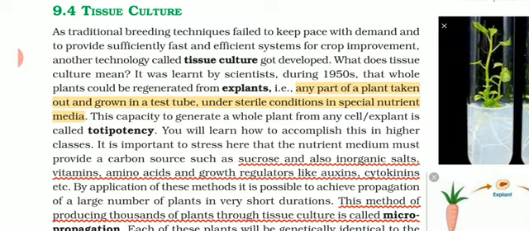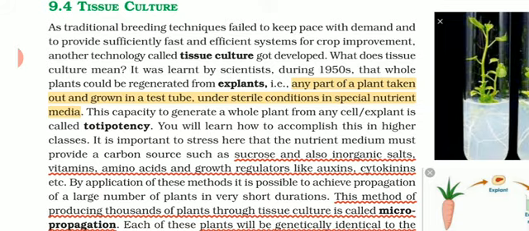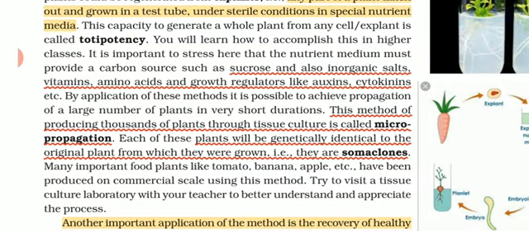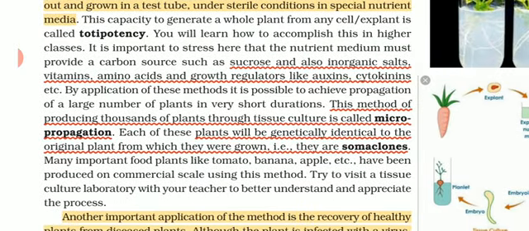Now, next term is totipotency, the capacity. Any part can grow into a whole plant. That capacity is called totipotency. Now, what has been added in the nutrient medium? Number one, sucrose. Sucrose is what? Sugar. Sucrose is rich in nutrients, right?